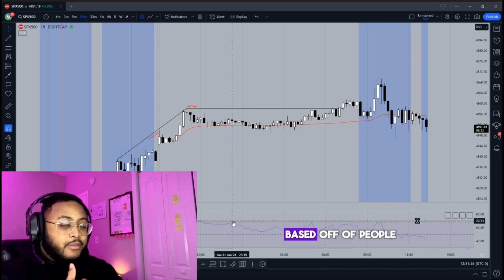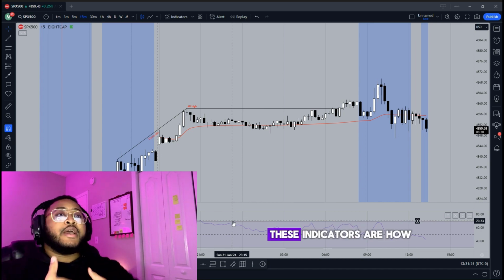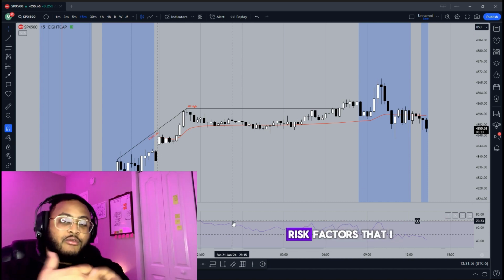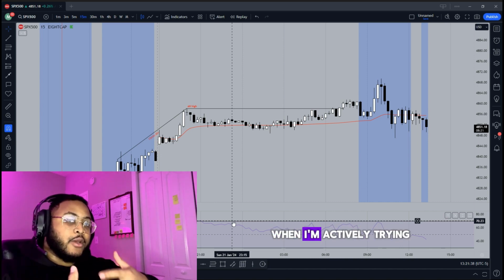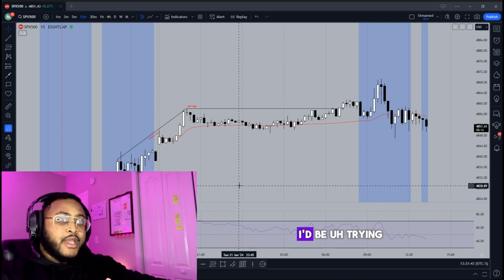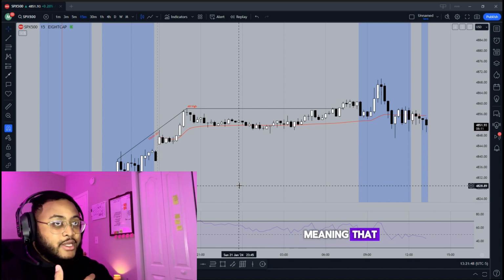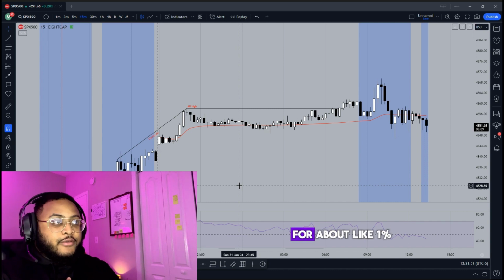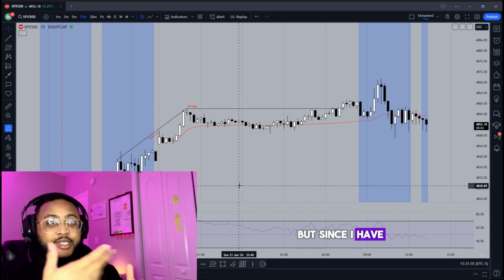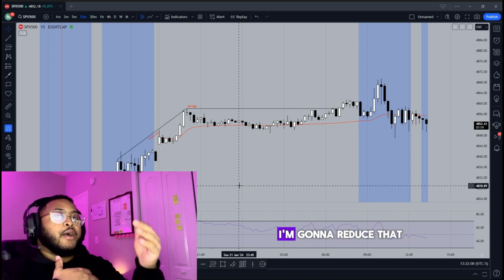it's typically based off of people who have a lot more money and a lot more say than I do. These indicators are how I'm reading the markets. These are just risk factors that I take into play when I'm actively trying to get into trades. So with this 15-minute divergence on, I'd be trying to get in at a lower risk, meaning that, for example, I was trying to get into a trade for about 1%. Clearly, I wouldn't go in with 1%, but since I have something on my charts which tells me that this couldn't be a perfect trade, I'm going to reduce that.